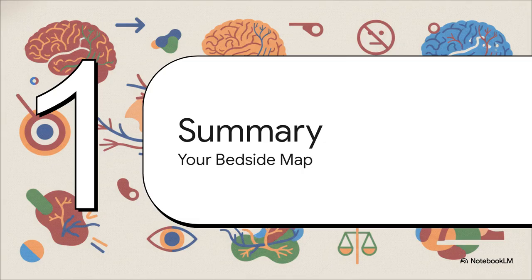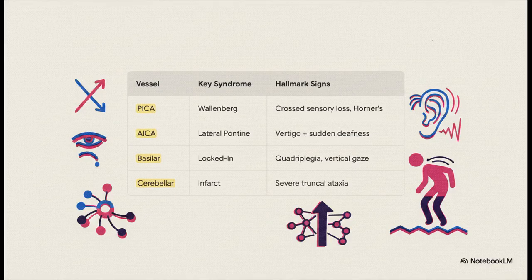Okay, we've covered a lot of dangerous territory. Now, let's consolidate all of this into a simple, practical map that you can actually use at the bedside. Here is your cheat sheet. PICA gives you that classic Wallenberg syndrome with its unmistakable crossed sensory signs. AICA is the great mimic, but the key is vertigo plus sudden deafness. The basilar artery, well, that causes the catastrophic locked-in or the top-of-the-basilar syndromes. And a large cerebellar stroke is all about that profound truncal ataxia.